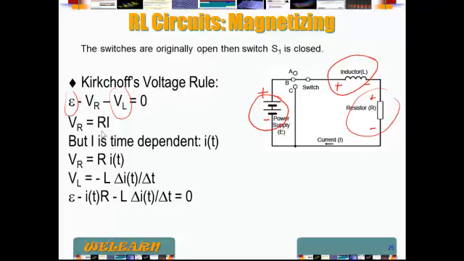Now, VR, of course, is R times I, Ohm's law, with the time-dependent expression written like this. VL is minus L delta I over delta t. So my expression becomes like this.